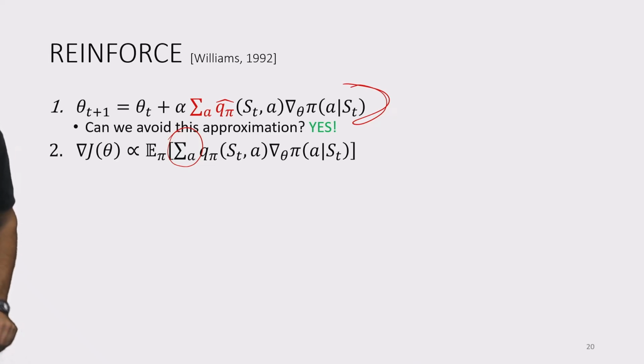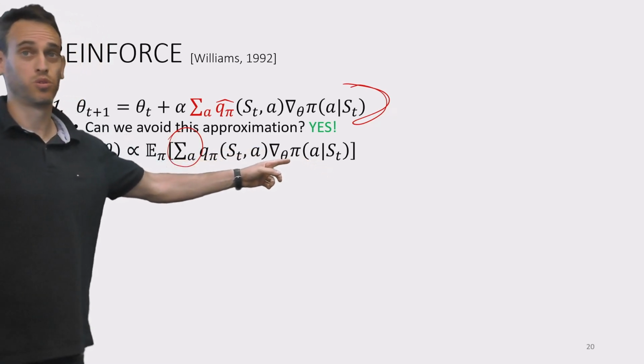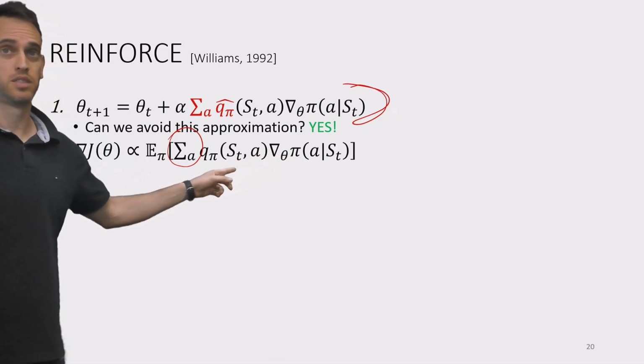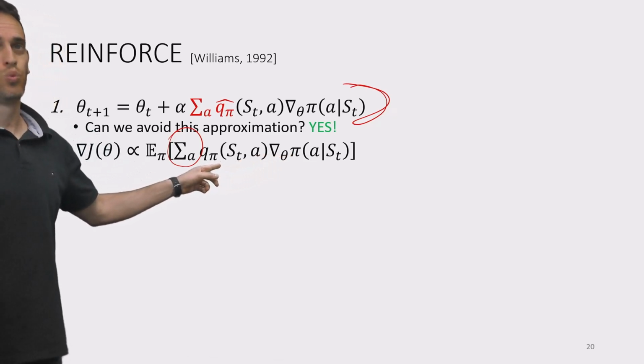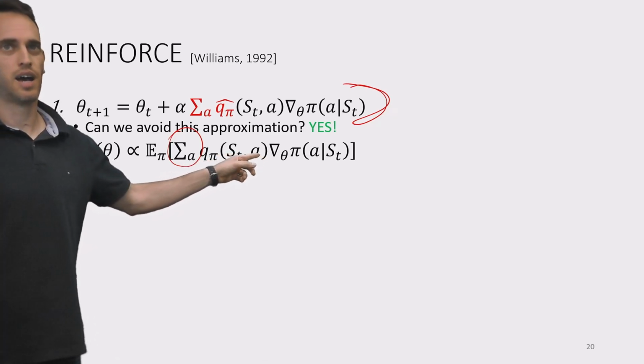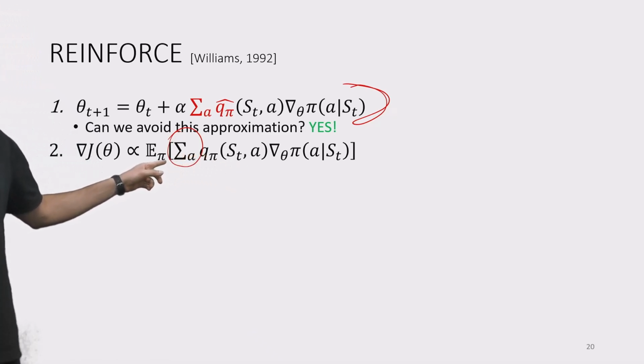For this term, the summation over all possible actions, we do know we can easily compute the gradient in our policy for any action. That's not a problem. This is a problem. We don't want to compute the Q or to rely on some Q estimation for actions other than the action that we actually chose under the specific policy.